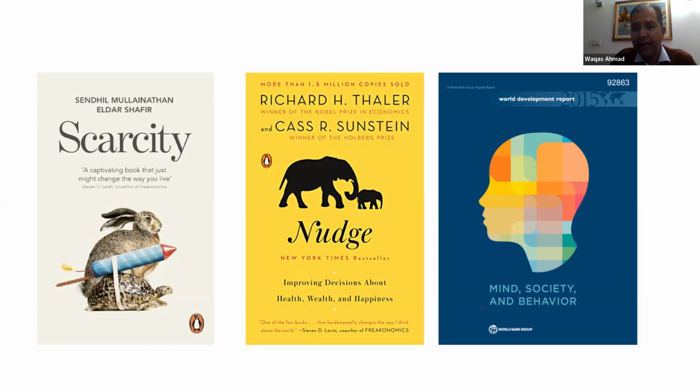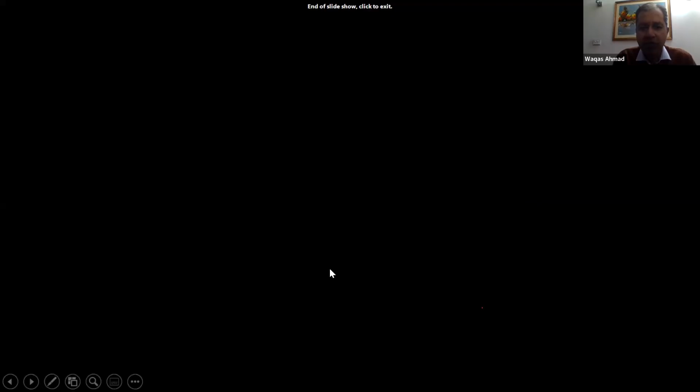And then finally, the World Development Report, which is a flagship report by the World Bank. Every year, they select a particular topic. In 2015, they had this thing called Mind, Society, and Behavior. So this is a really interesting report which looks at the behavioral element in the policy world. So this is the end of the presentation, and that's it from my side.